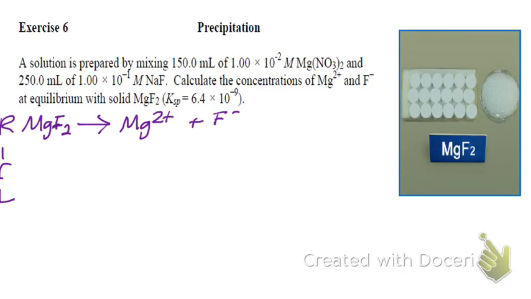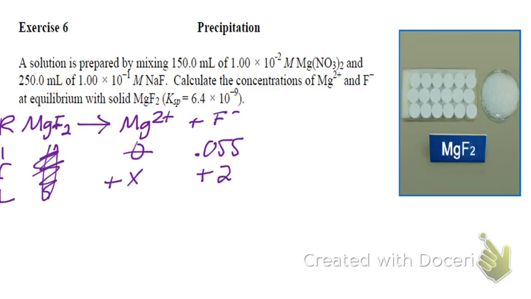So again, this is the solid, so we don't care about that. Nothing's going to happen there. Initially, we have 0 magnesium, but we have 0.055 here because that was what's left in the solution. Okay? So this is going to be plus X. This is going to be plus 2X.